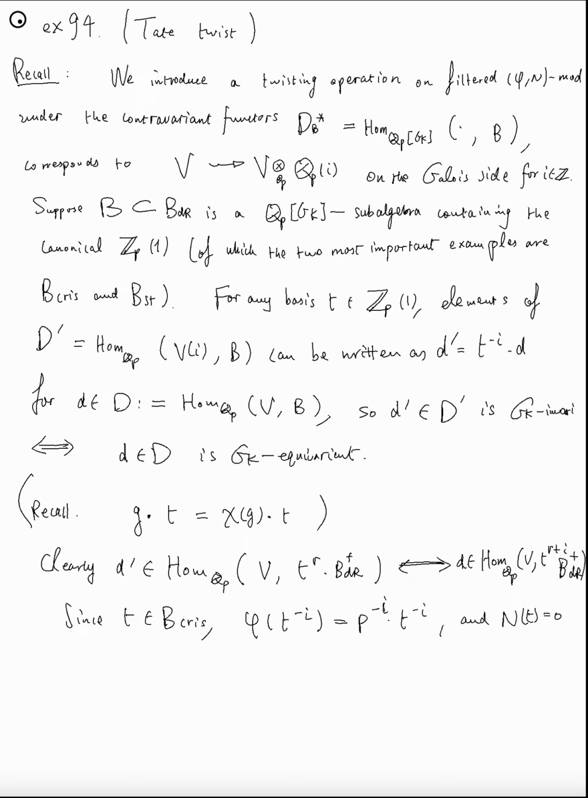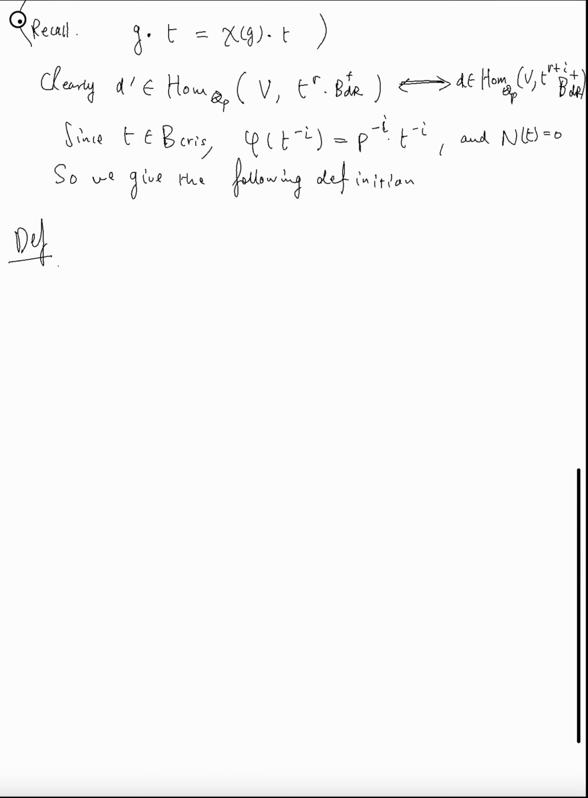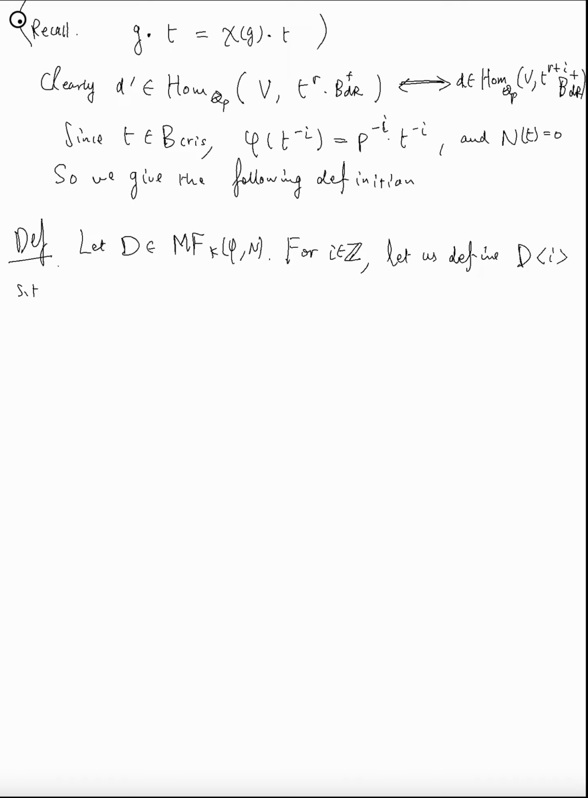So this is the motivation to give the following definition. We could start here just to give you the definition of a twist on the filtered Fontaine modules. That's what we need in the last exercise. That's the only thing we need actually. So let (D, phi, N, filtration) be a filtered Fontaine module over K, and i an integer. Let us define D[i] such that as a Q_0 vector space, this is D.